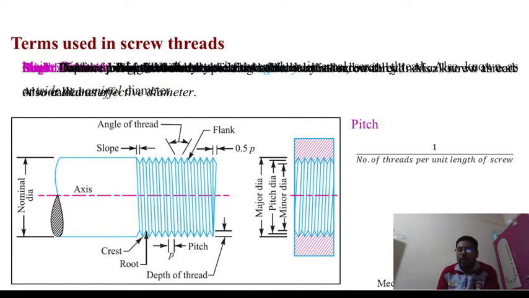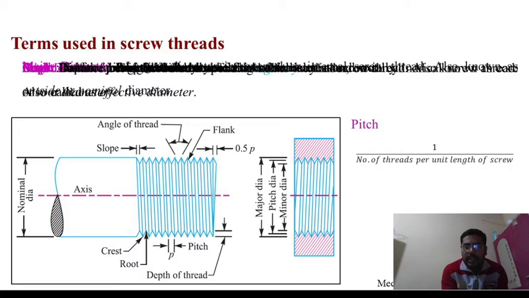Then what is the root? Root is the inner surface of the threading portions. Depth of cut means the size of the thread portions that will be cut in a deep groove. Next one is pitch. What is the pitch? Pitch is the distance between one thread and the corresponding point on the next thread.